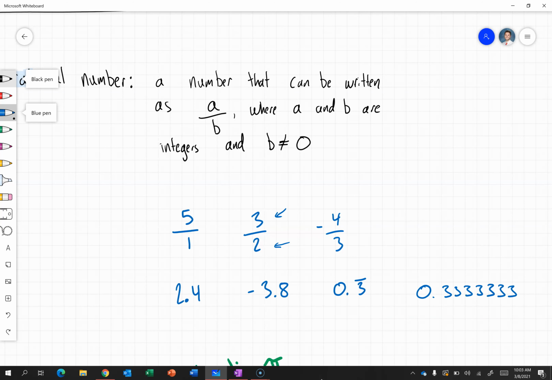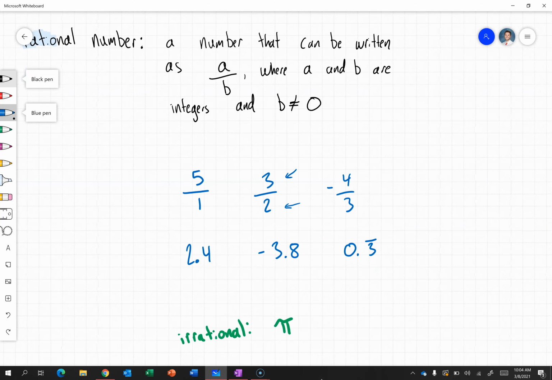So, the easiest way to see this is that any fraction with whole numbers, any whole number, any integer, and any decimal that's either terminating, like 2.4 and 3.8, or repeating, like 0.33333333, those are all rational numbers. Okay? Now, the only time something is not a rational number is if it's what we call an irrational number.